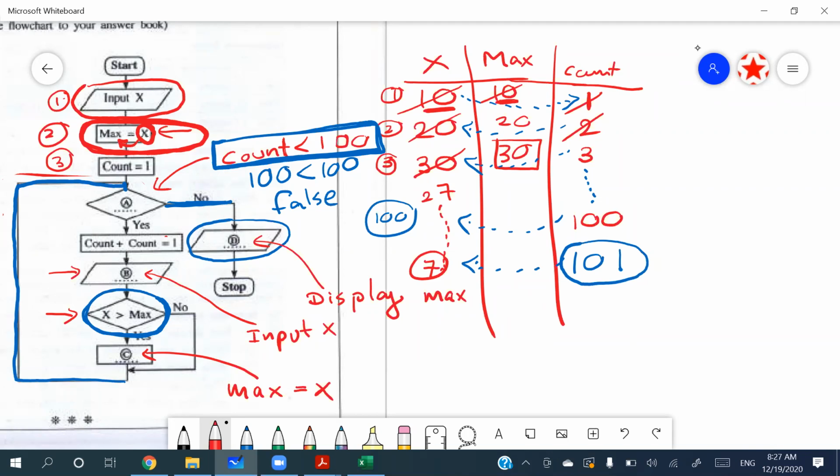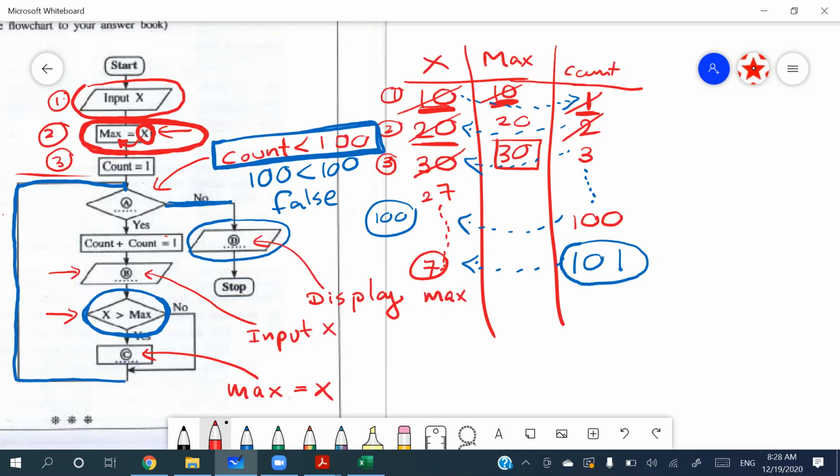Yeah. So Binu, when we give the value 10 for X, max is assigned as 10. So count is equal to 1. That is the initialization part. Then the condition is count less than 100. So count එක 100 වලට වඩා අඩුයි එක තියෙන්නේ.